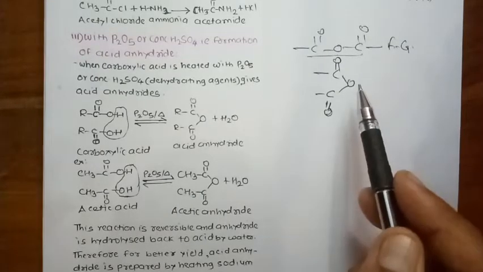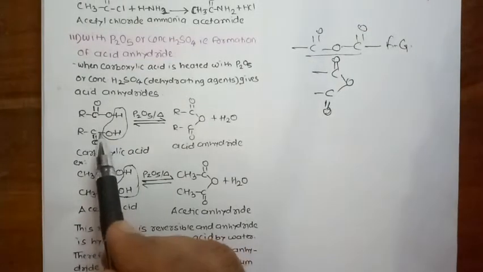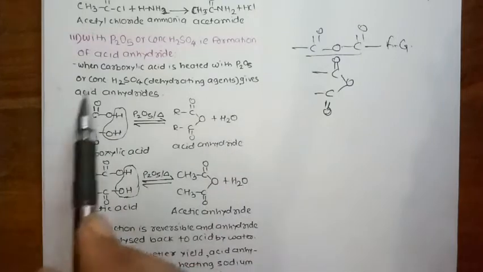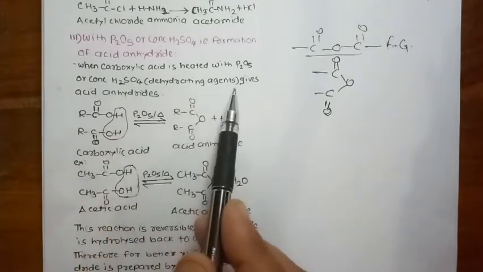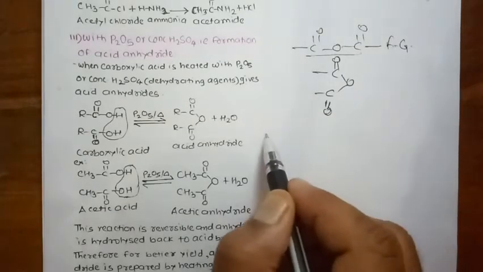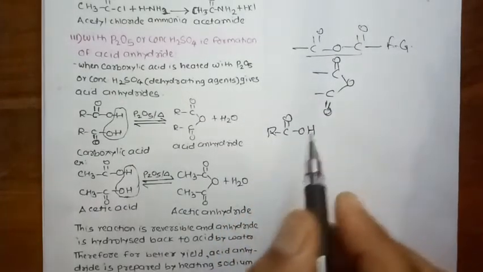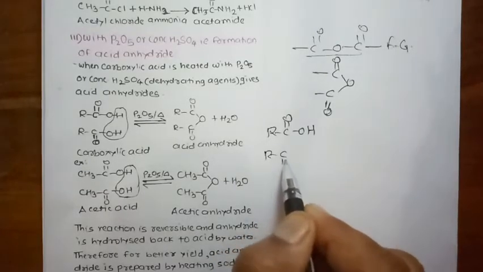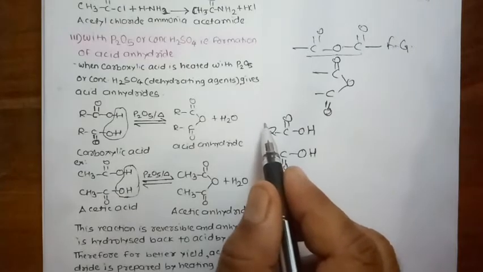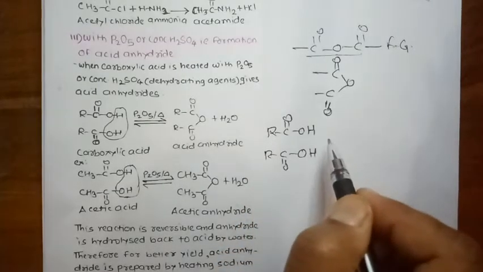In this way, when carboxylic acid is heated with P2O5 or concentrated H2SO4, these are the dehydrating agents, then it gives acid anhydrides. Here the general reaction is like this. Here 2 molecules of the carboxylic acids will be required. Here I am taking RC double bond OH, or we can write such 2 separate molecules, or we can take 2 RCOOH also.